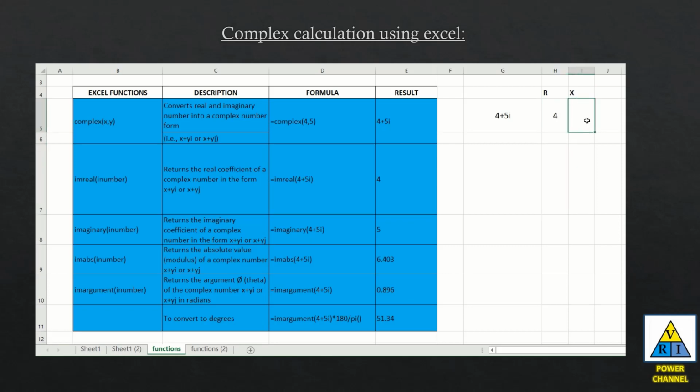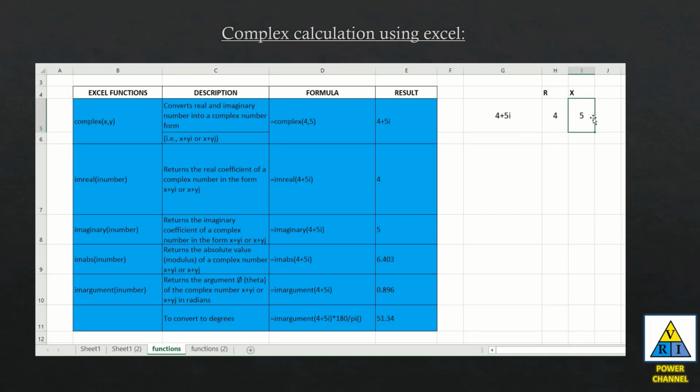Another way is we type the real and the imaginary numbers separately, 4 and 5. And then we type in COMPLEX of the real number 4 and 5. That will yield the same result, 4 plus 5i.